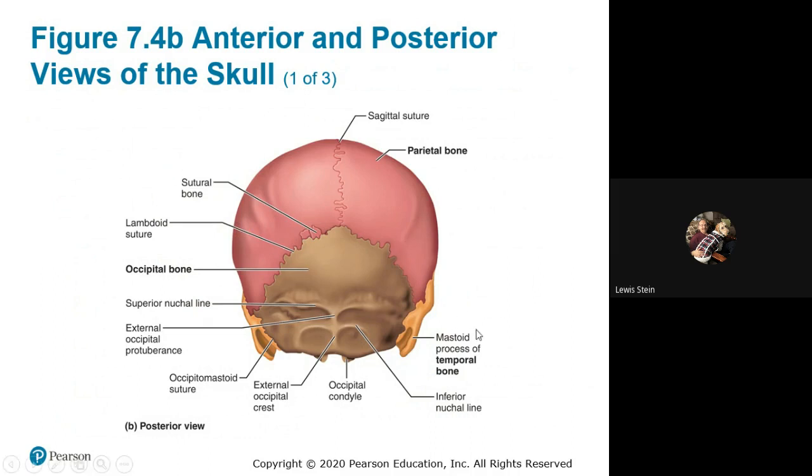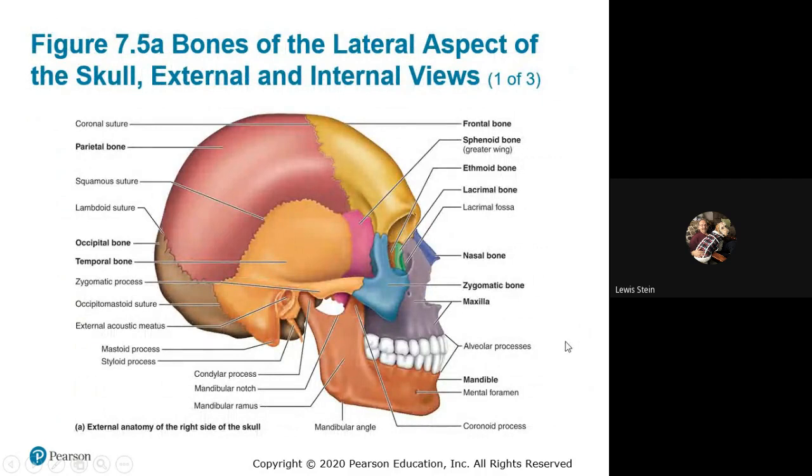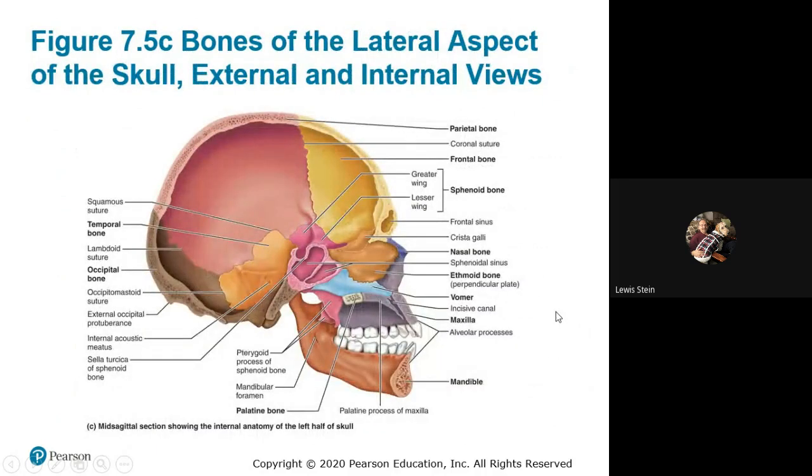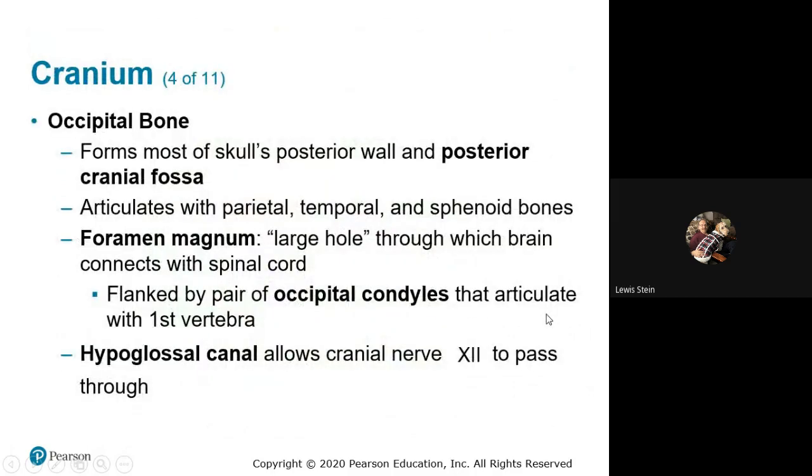Here's the occipital bone. You can see the line and the ridges. The bump that you feel back here is called the external occipital protuberance, something that sticks out. And here are the condyles. You can see it again, and they use the same illustrations over and over. Most of the back of the skull articulates with the parietal, temporal, and sphenoid bones.